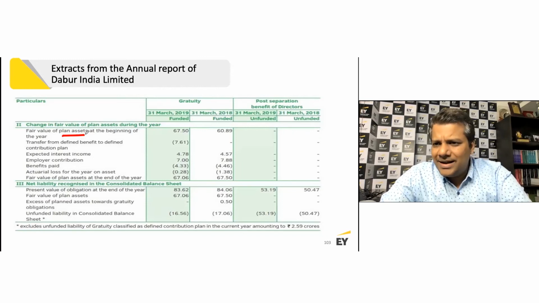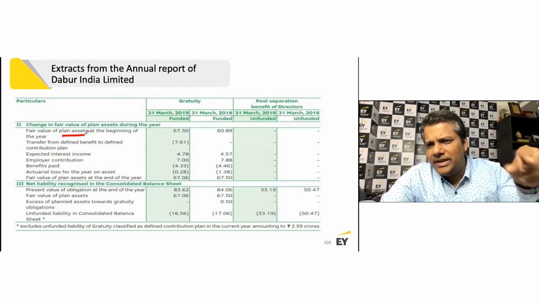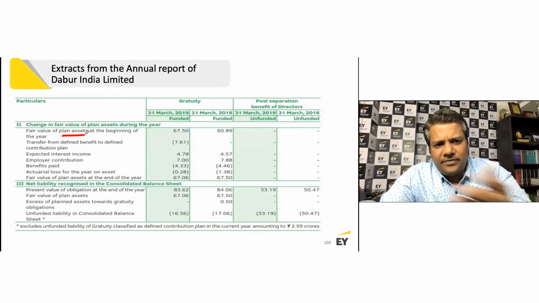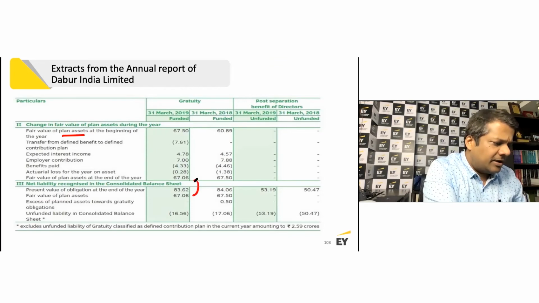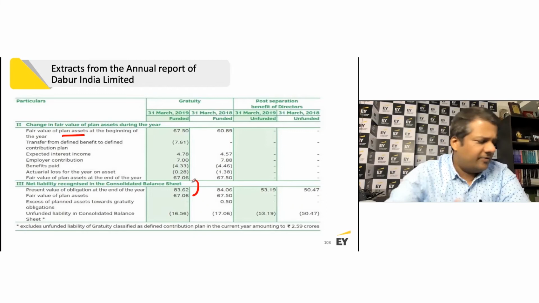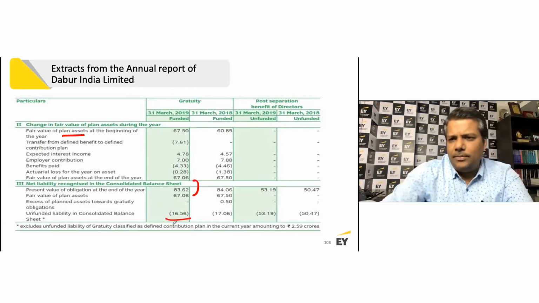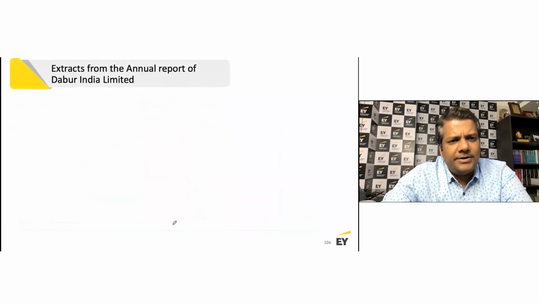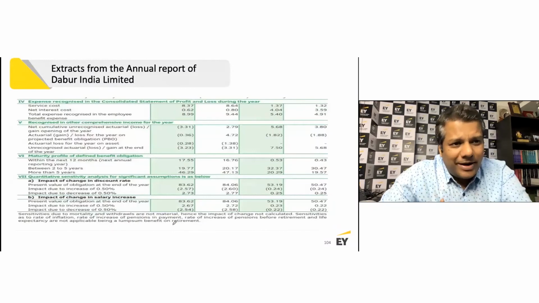And then what is the net liability, which is the difference between the obligation minus the asset, right? Obligation at the end of the year, the fair value of the plan asset, and you see this number comes from here, and this number comes from the previous table. And unfunded, that is the unfunded liability, which is 16.56 crore in this case, right? And then a whole host of other stuff.